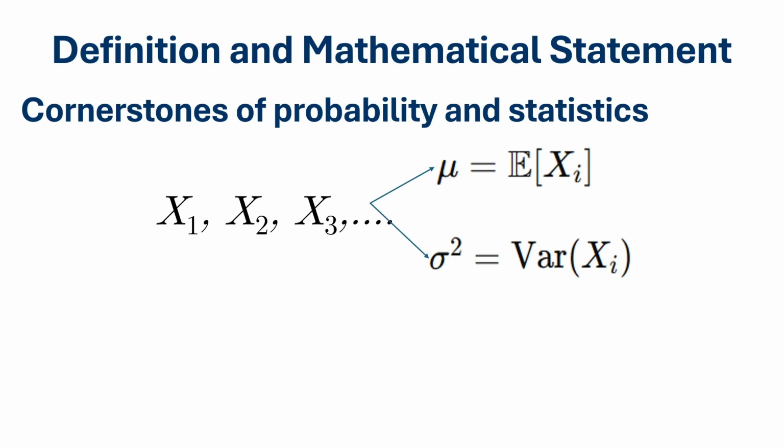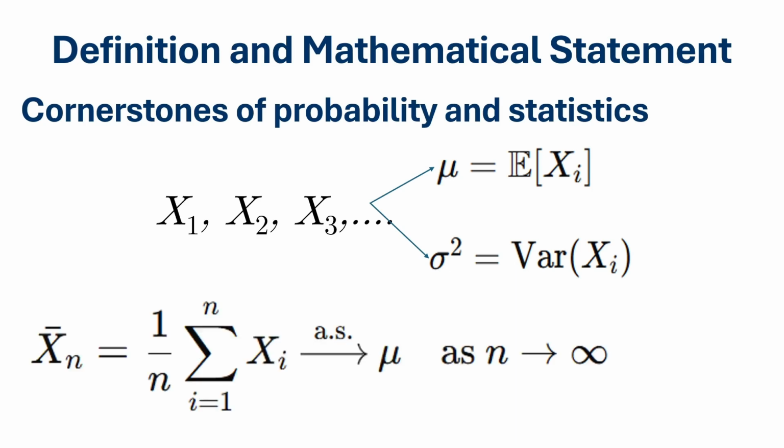So the strong law of large numbers states that as the sample size grows, the sample mean X bar n will almost certainly converge to the true mean mu as n becomes very large. Here the notation, the arrow with "a.s." above it, means almost surely. This is used in probability theory, and all it means is that the probability of this particular convergence is 1.